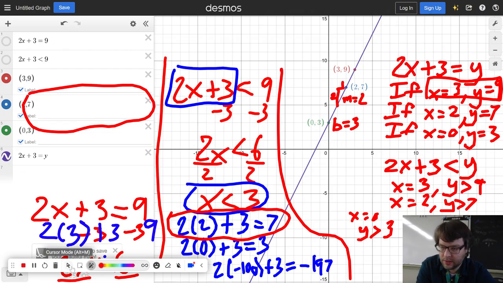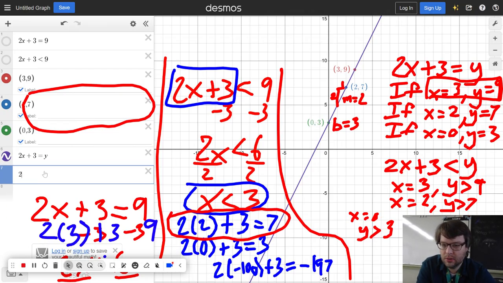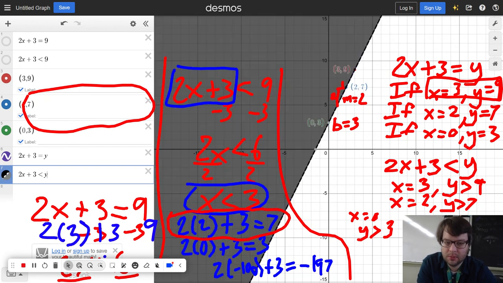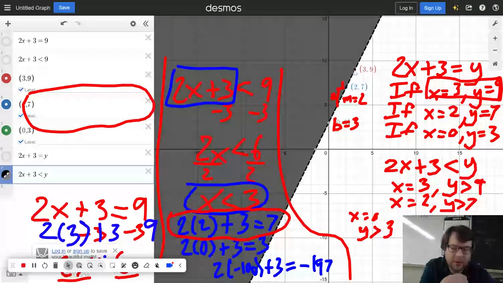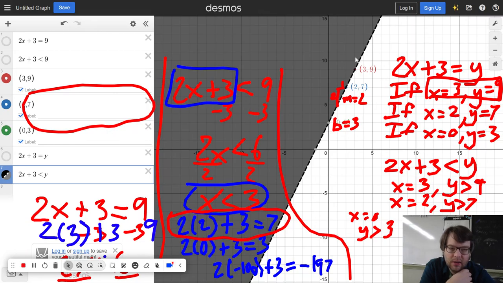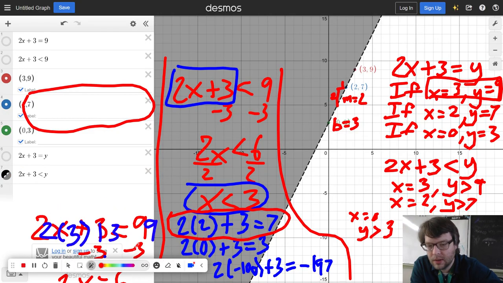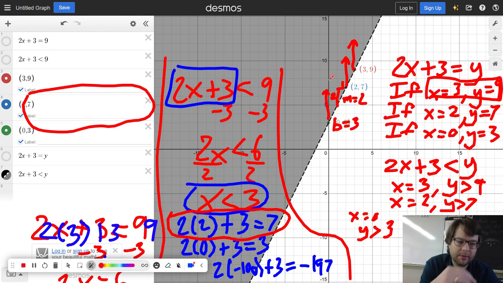Let's see if the computer agrees. We can say 2x plus 3 less than y. And I want you to notice what we're seeing here. If x is equal to 3, the shaded in area are the y values that are bigger than 9. All the y values that are shaded in go straight up from the boundary point of 3, 9. All the y values that are shaded in go straight up from the boundary point 2, 7. They go up from the boundary point 0, 3.